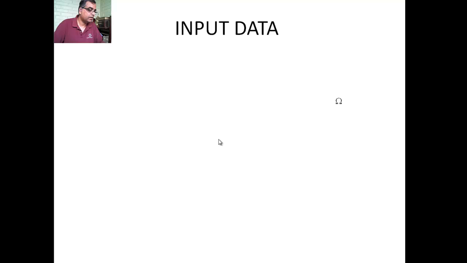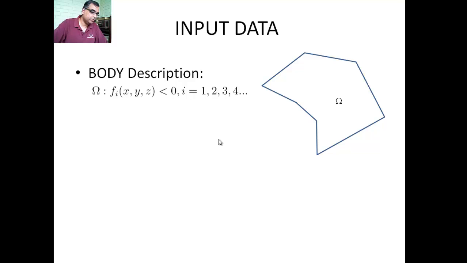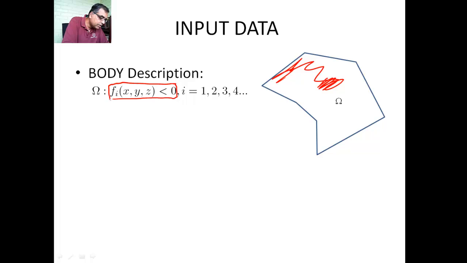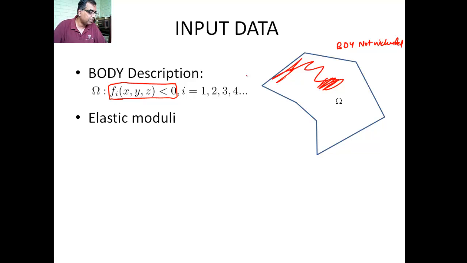Okay. So, let's start with the input data. What is it that we need to know before we can start the problem? The first thing is I need the body description. What does a body look like? Essentially, we have the following setup. This is the interior of the body, and it is given by these functions being less than 0. So the boundary is not included. We'll have to deal with the boundary separately. I've drawn the body sectional so that it's easy, but it doesn't have to be.